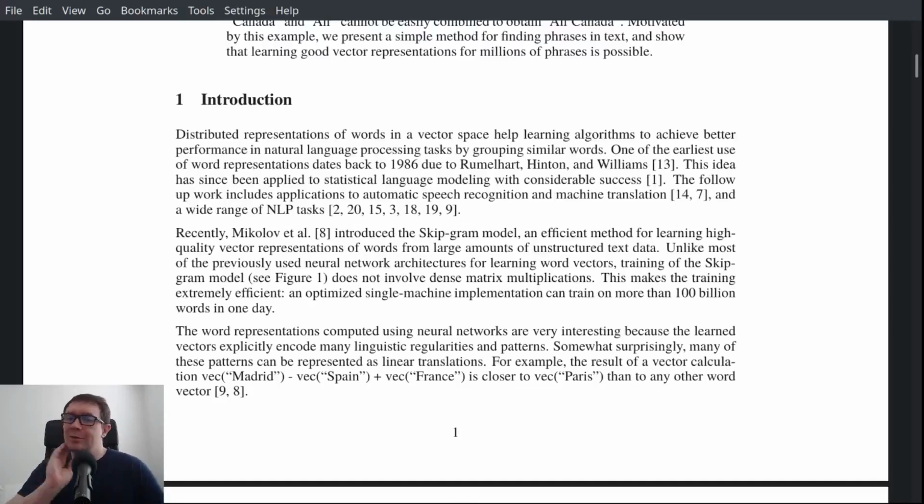So moving down to the introduction, the idea behind an introduction is that you want to set the stage for why your work was even necessary.